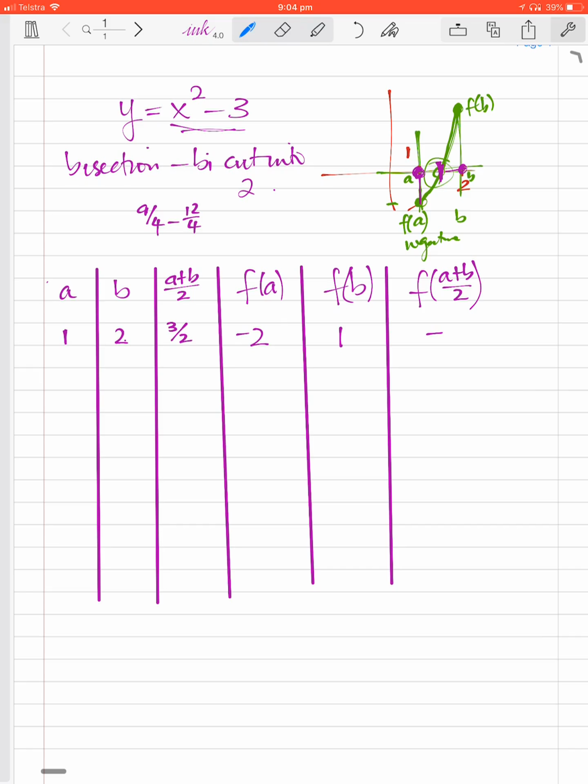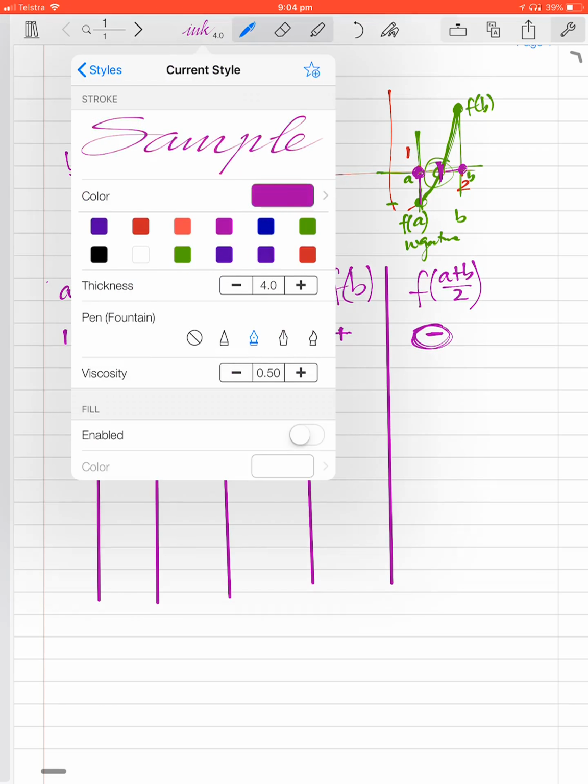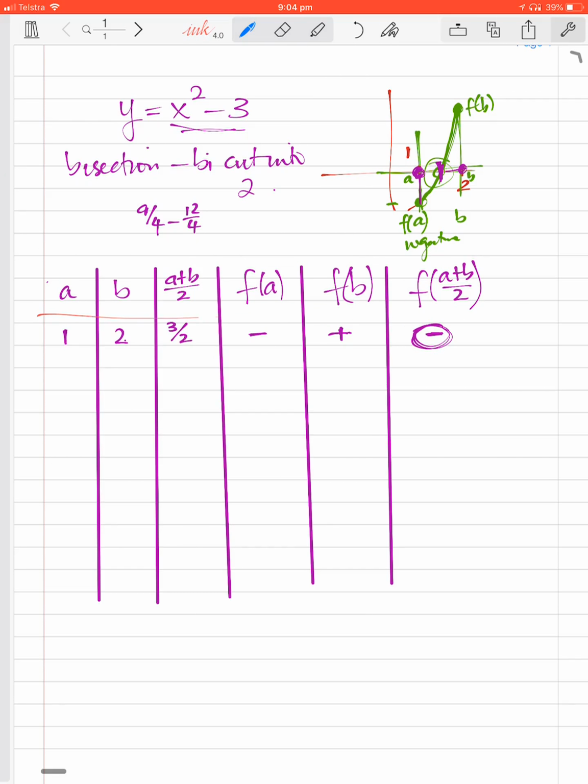From now on, instead of writing the actual values, I'm going to get rid of these and just say that this is negative and this is positive. And then f of A plus B on 2 is negative. Now, because it's negative, the value that was negative I want to replace with A plus B on 2, because it's a better approximation.